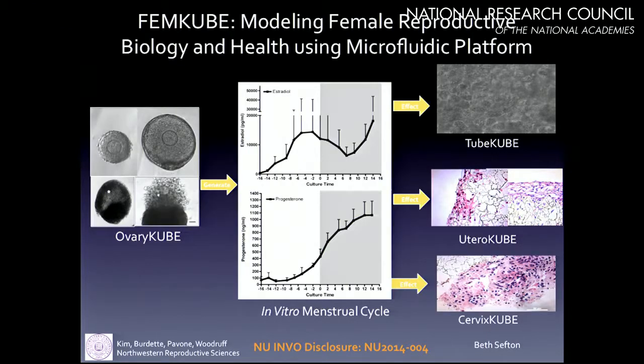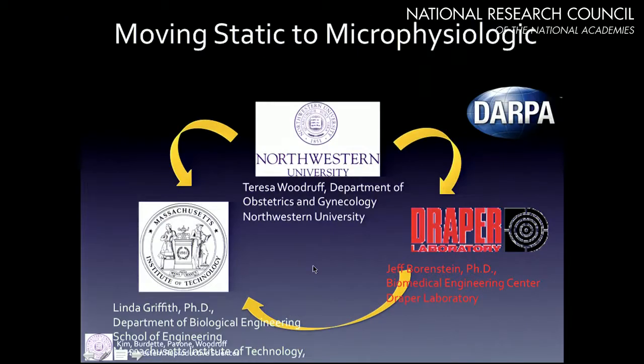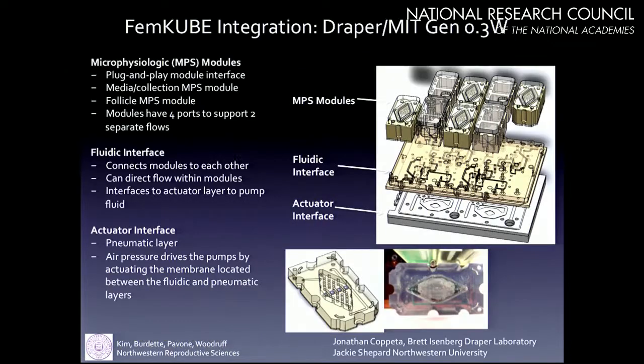And so as we have characterized the static systems of each of the reproductive units, our goal is to put them together and integrate them into one unit. We're going to integrate the follicle with the tube, with the uterus and the cervix, and expose them to in vitro menstrual cycle hormonal profiles. This is done in collaboration with engineers at MIT, headed by Linda Griffith, as well as Jeff Bornstein from Draper Labs.